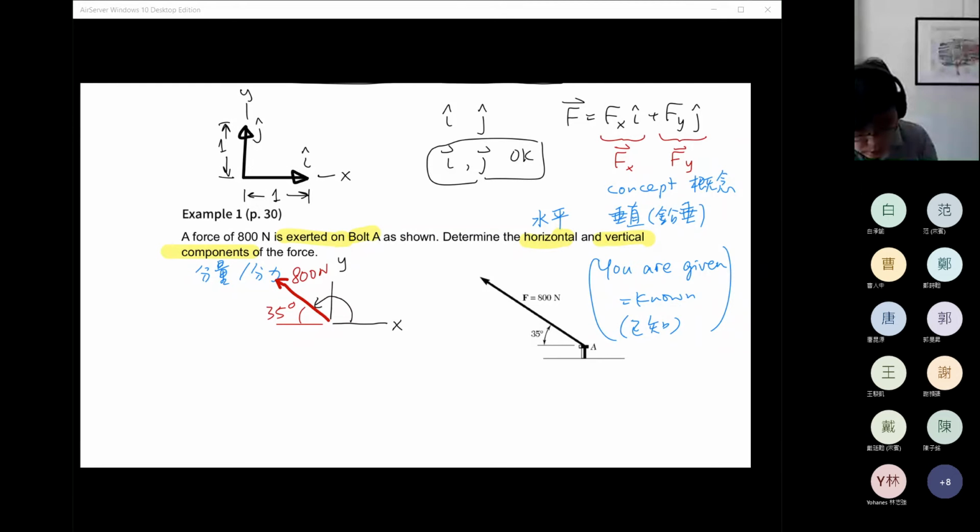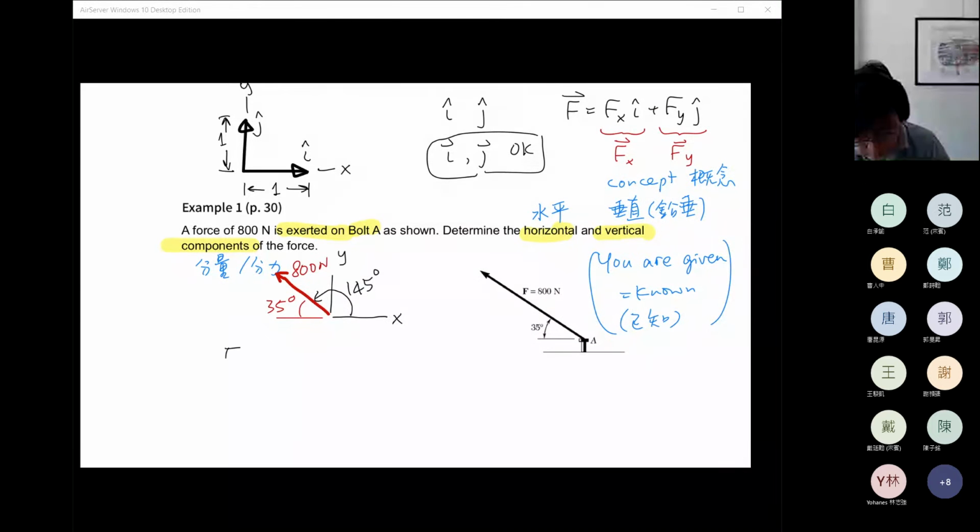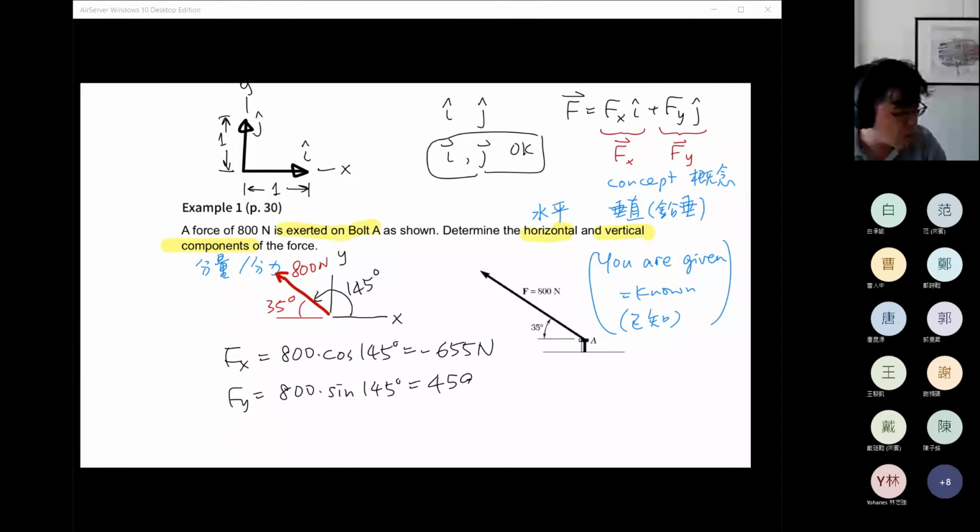This angle is 145 degrees. Therefore, Fx is equal to 800 times cosine 145 degrees equal to minus 655 newtons, is equal to this one. Fy equals to 800 times sine 145 degrees equal to this one.